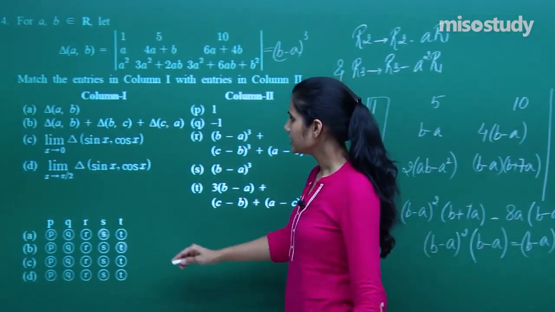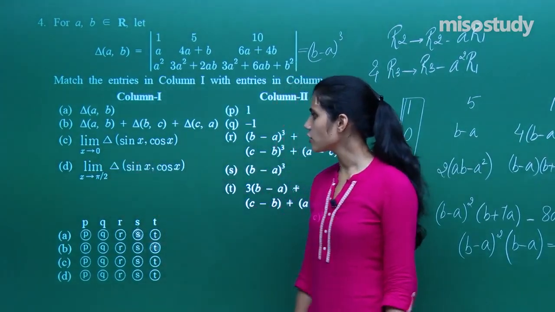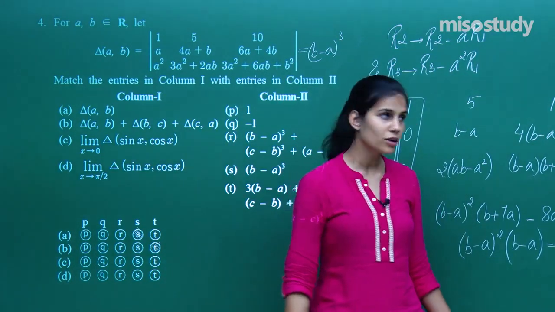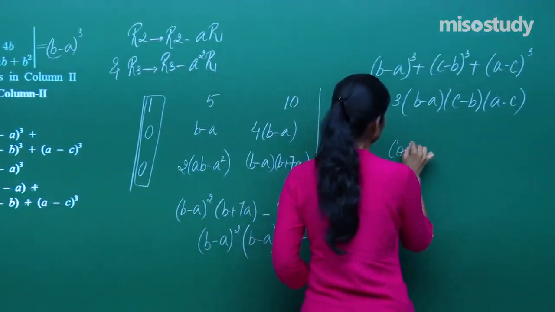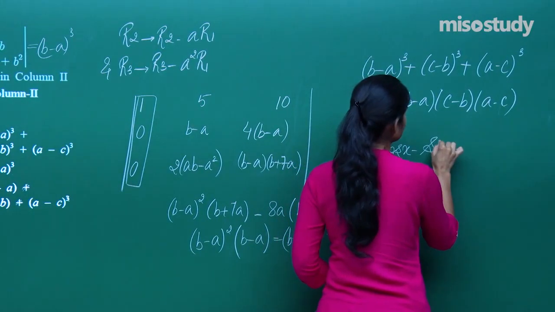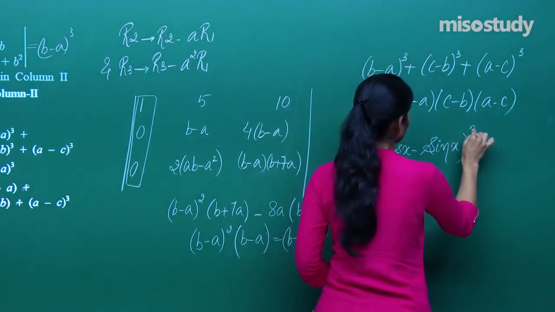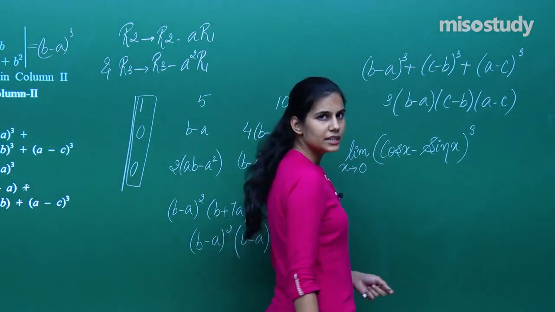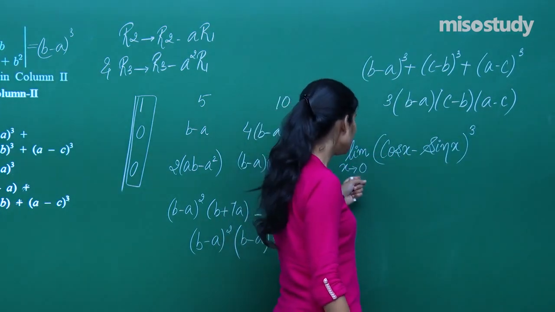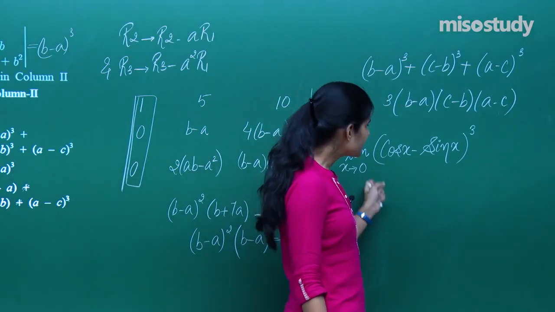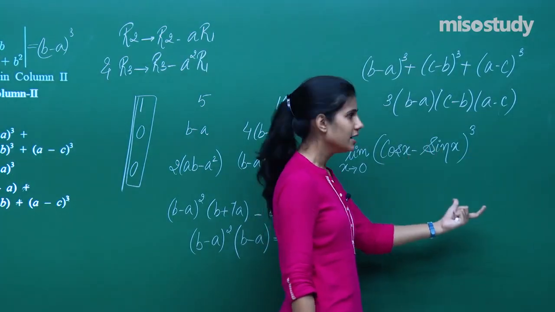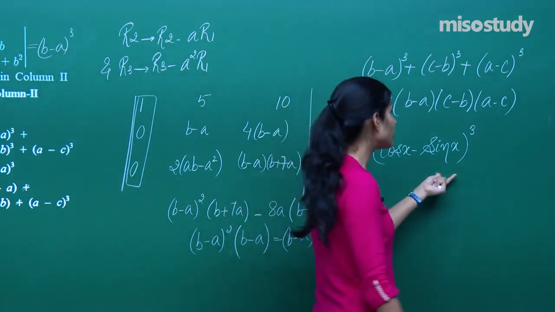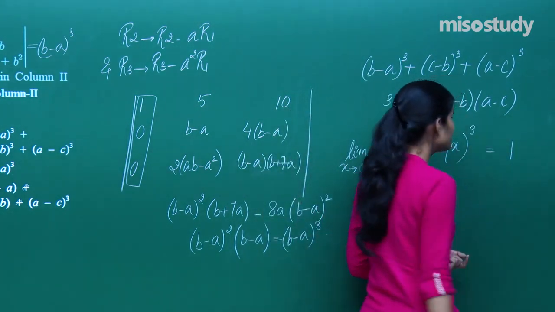Now, you have limit delta x tends to 0, delta of (sin x comma cos x). Delta of (a comma b) is (b minus a) whole cube. So, delta of (sin x comma cos x) is (cos x minus sin x) whole cube. And when you apply the limit x tends to 0, you know cube is a continuous function. So, this is going to become (limit x tends to 0 cos x minus limit x tends to 0 sin x) whole cube. That is, limit x tends to 0 cos x is 1, limit x tends to 0 sin x is 0. So, you get (1 minus 0) whole cube, which is 1 cube, which is 1.